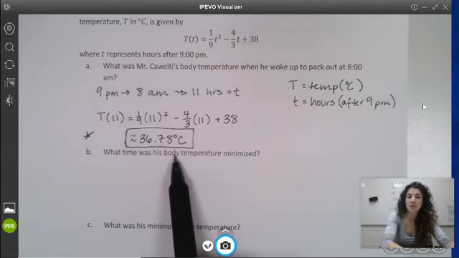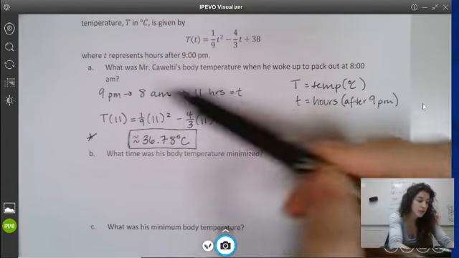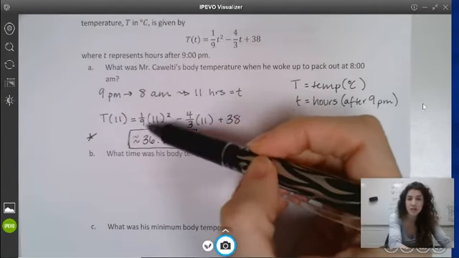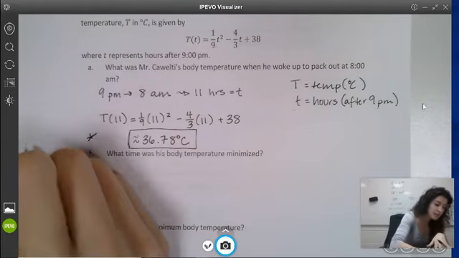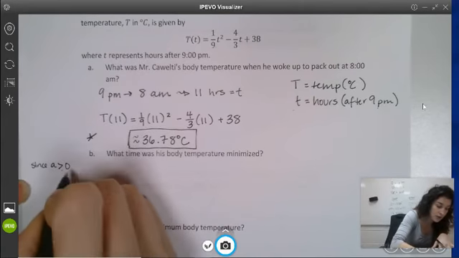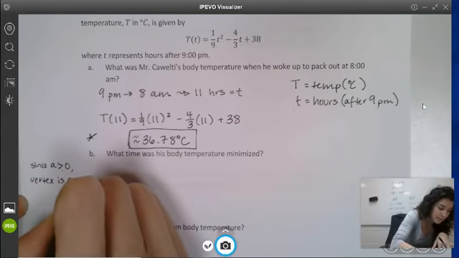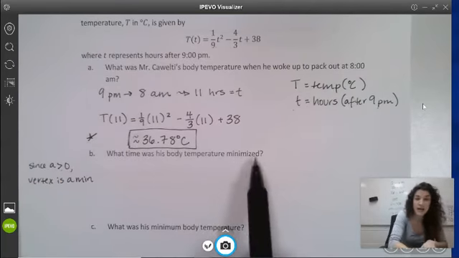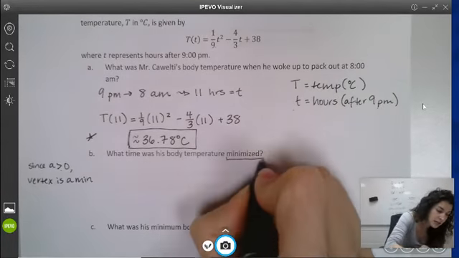At what time was his body temperature minimized? So we do know that this is a minimum because we see that this A value right here is positive. No matter what, even if it's a fraction, if it's positive, it's going to open up. If it's negative, then it's going to open down. So since A is greater than 0, vertex is a minimum. So at what time was the body temperature minimized? So we're actually here talking about the vertex.